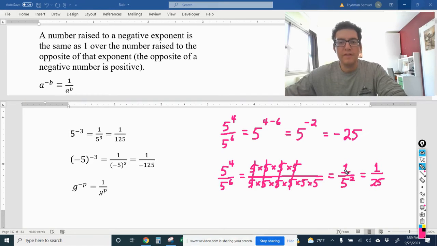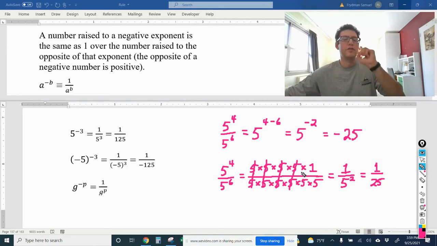If you're wondering where this 1 came from, well, hopefully you'll agree that 5 times 5 times 5 times 5 is the same thing as 5 times 5 times 5 times 5 times 1, because anything times 1 is just itself, right? So we can just throw in another 1 there, and we're not changing anything, so we're allowed to do that.